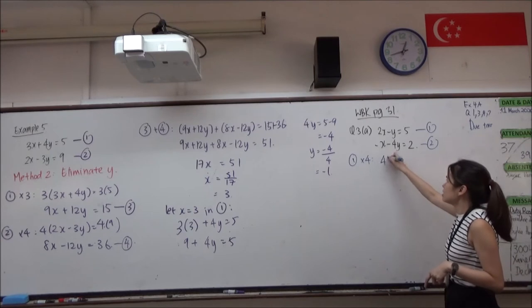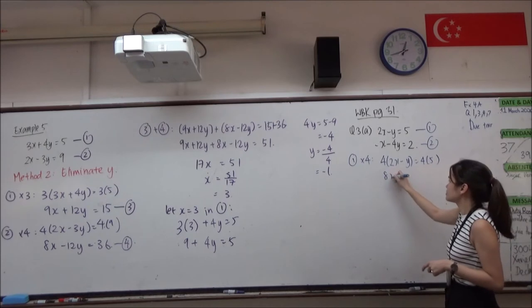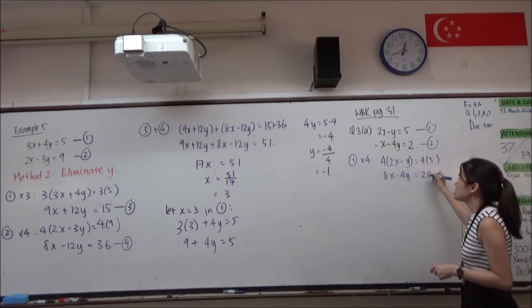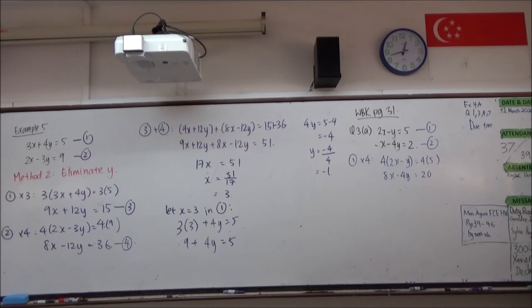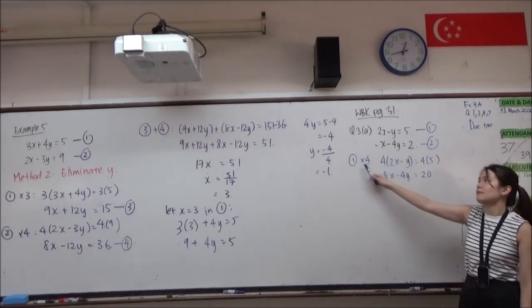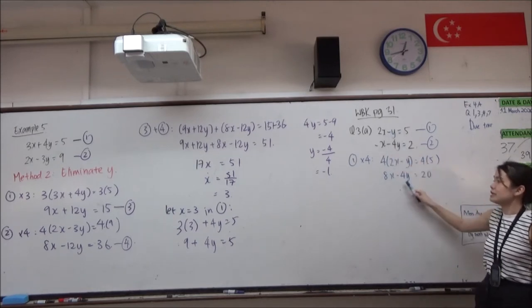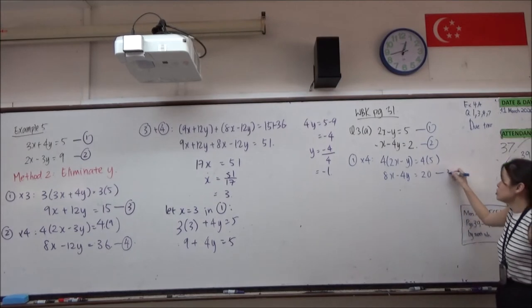Then after that, I will be getting this, such that it simplifies to this part here. So Maliki, can you tell me why you want to times 4? So that the y... okay, so that you can eliminate away the y. So Maliki's intention of multiplying by 4 is to introduce a 4y over here. Now I have this equation 3 already.